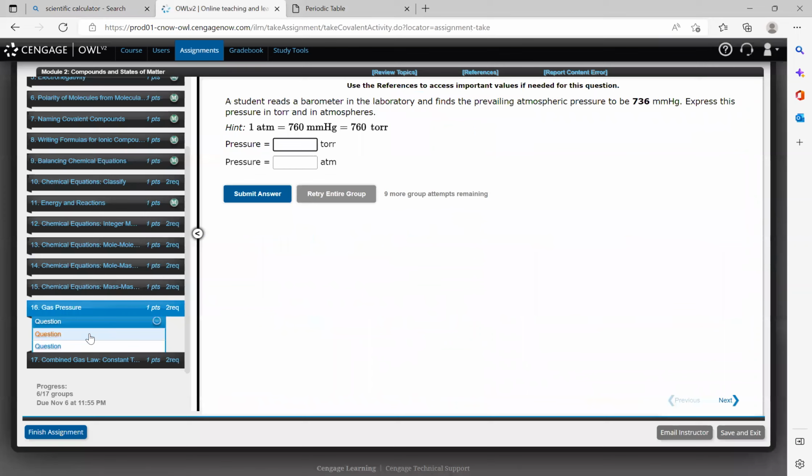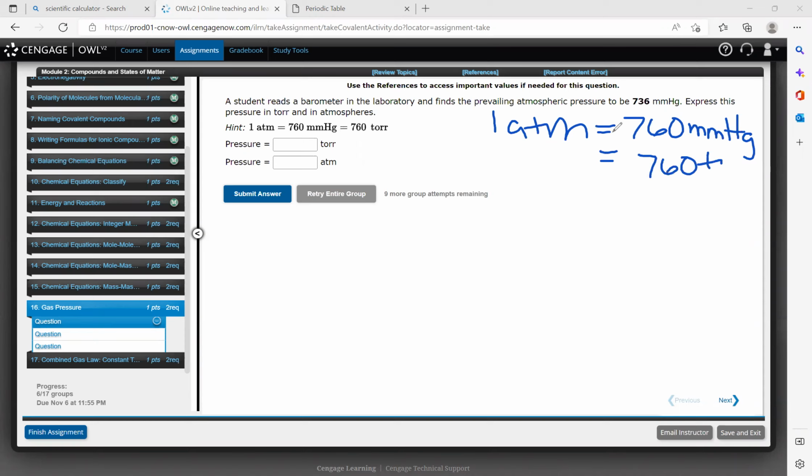All right, now for gas pressures, what we're going to try to do here is just convert. So what happens here is that for 1 ATM, you have 760 millimeters of mercury. That's the unit for pressure. Also, it can be 760 torr. That means the same thing.